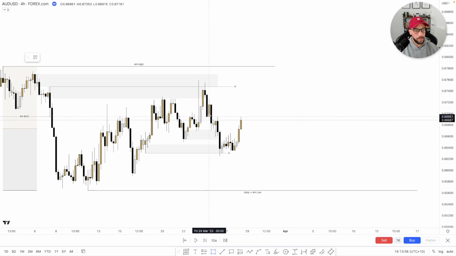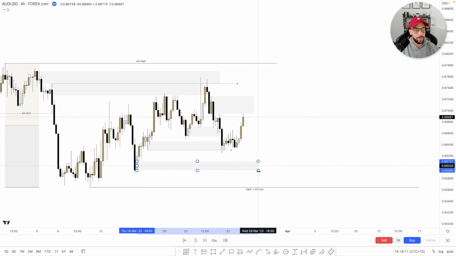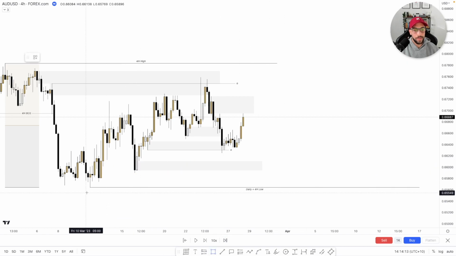And in terms of supplies here, we have this full body candle. You can see the lower part of this wick was mitigated by this wick here, but the body itself is what we actually tap into a little bit later. And then of course we have all the way down here. We'll just take the unmitigated portion of this demand, and we have the unmitigated portion of the extreme.